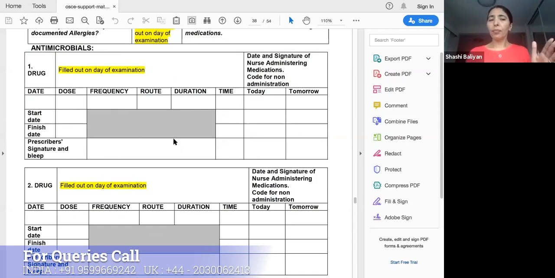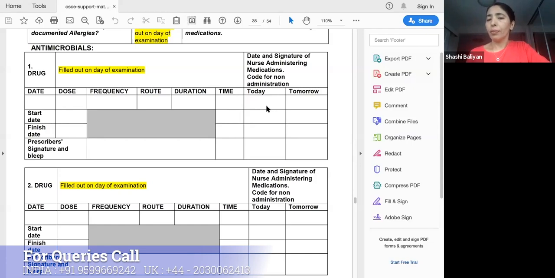Yeah. So I'm going to check all these things and I'm going to say that, okay, there is a start date, there is a finish date, there is a prescriber signature, it is the correct dose of the medication, and it is due now. So I'm able to give this medication, and then I'm going to give that medication and I'm going to sign it over here.